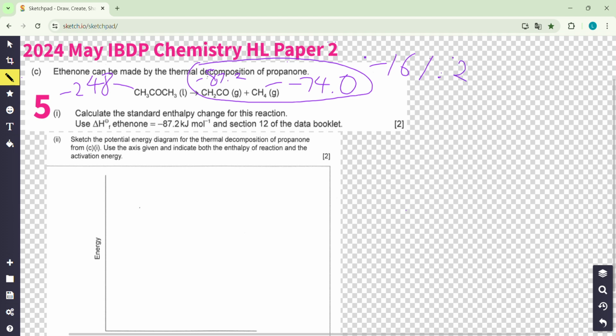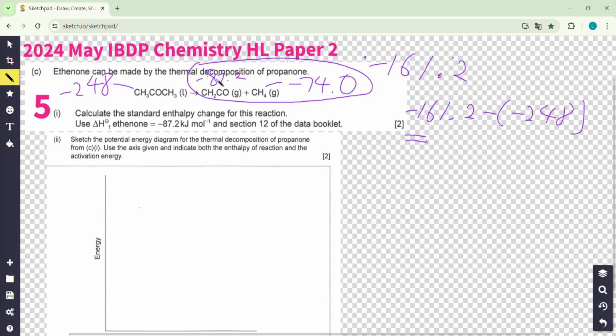Okay. So which one is higher energy? The reactant is lower by 248, the product is lowered by negative 161. So the product has a higher energy, so the enthalpy change should be positive. Actually, there you have the equation: product minus reactant. Okay, add them together.